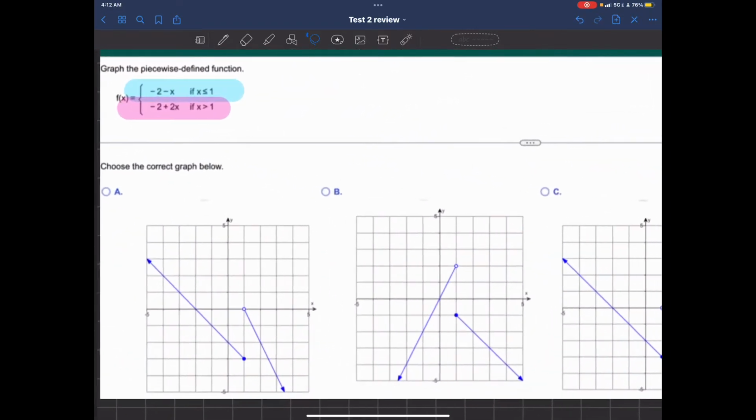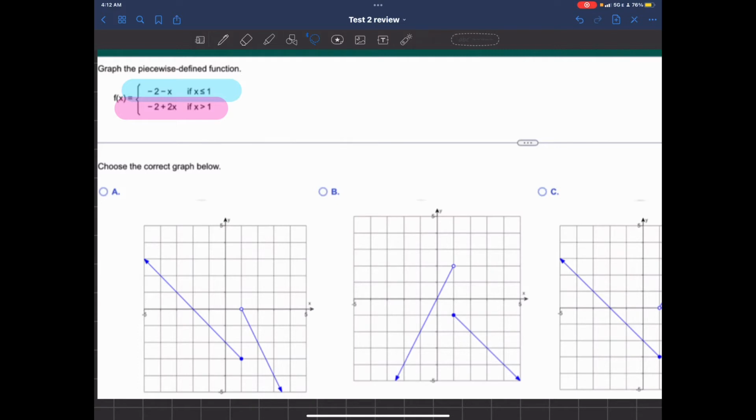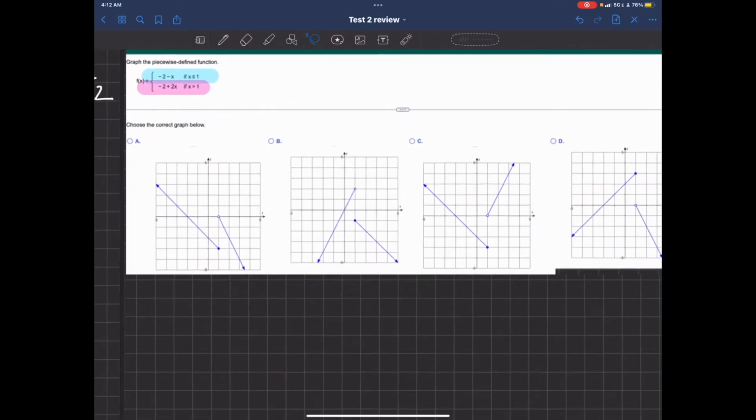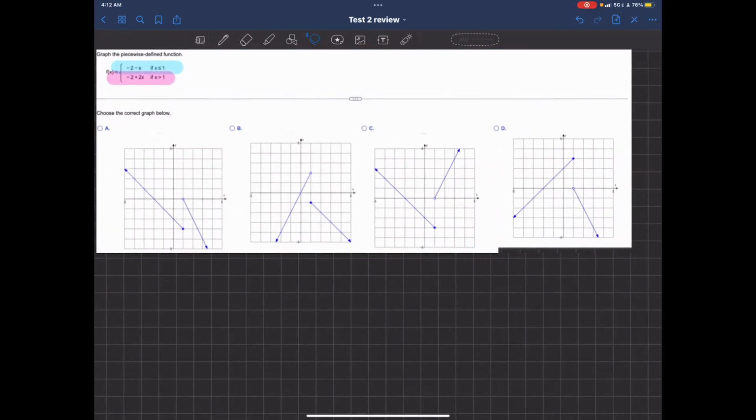Number 2, we're going to graph the piecewise defined function. So piecewise means that it has several parts of a function. I have -2 minus x if x is less than or equal to 1. And then I have -2 plus 2x if x is greater than 1. So this is a multiple choice problem. We need to make a table of values to create points so that we can match our table to our graphs, to our answer choices here.